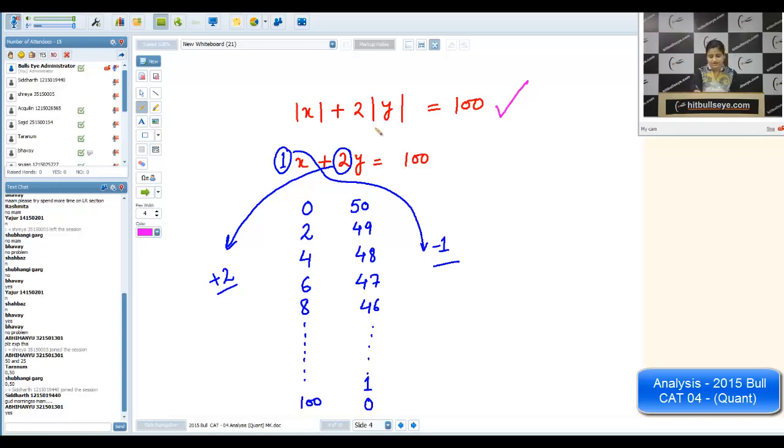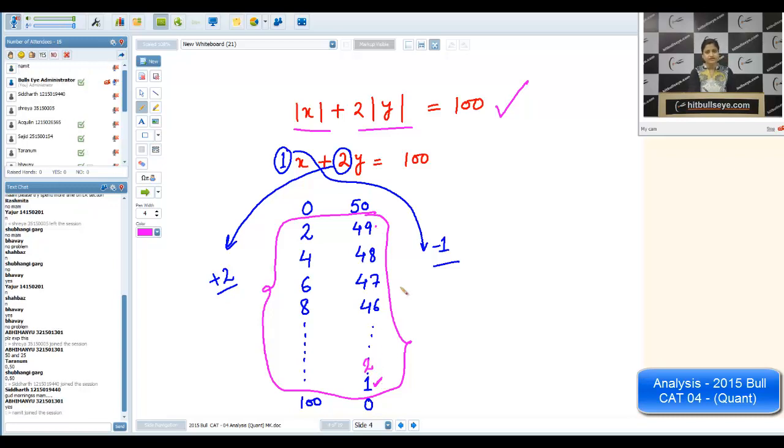Coming back to our original equation, that was mod x plus 2 mod y. Now, if I take these many solutions, as you can see, we are starting from 1, then 2, and so on up to 49. Each solution will give you 4 solutions in total. For example, if I take 2, 49, minus 2, 49 also is a solution. 2, minus 49 also is a solution. Minus 2, minus 49, that is also a solution. So every solution in the pink boundary will give 4 solutions. How many solutions are here in the pink boundary? They are 49. So 49 into 4.